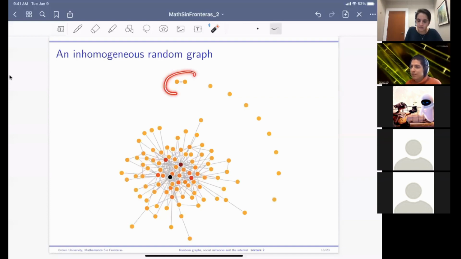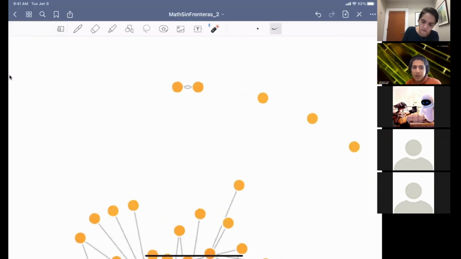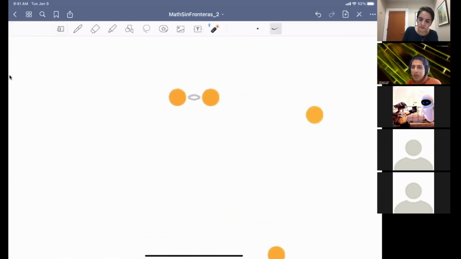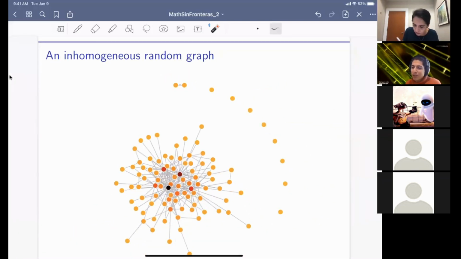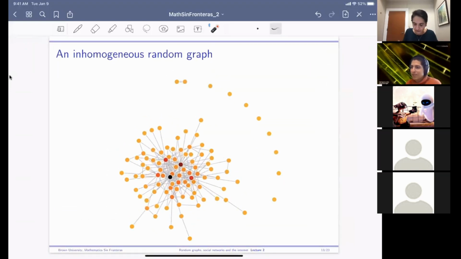Somebody's asking, what is this thing over here? I'm not sure what that is. It's a double edge, yes. I think it might be just a plotting error of some sort. There shouldn't be double edges. This is a simple graph. Sorry, it's just something that got into the plotting of this, but it's nothing. It shouldn't be a double edge. Any questions?